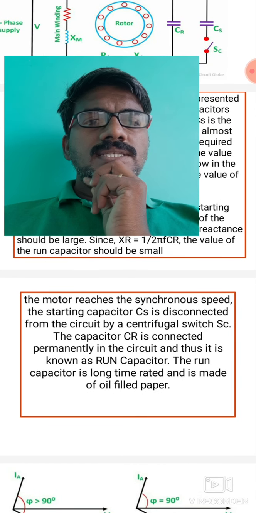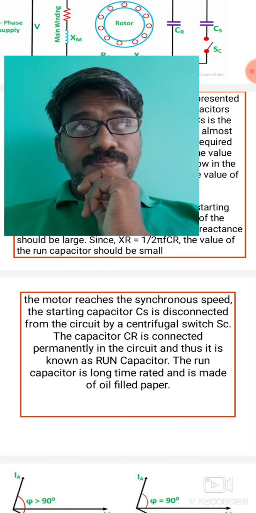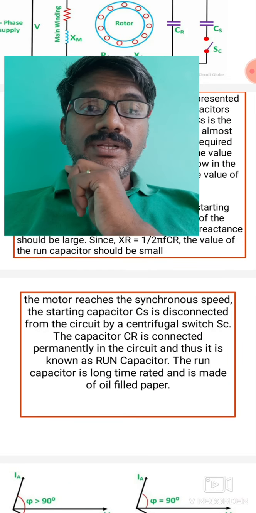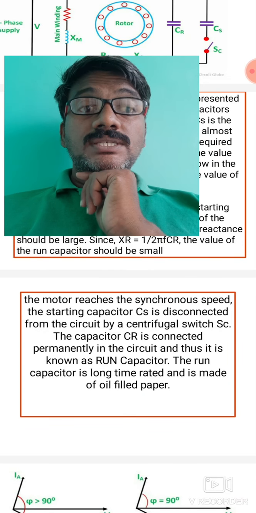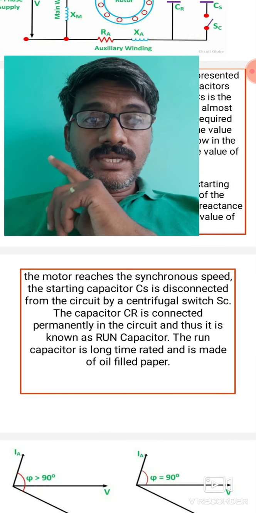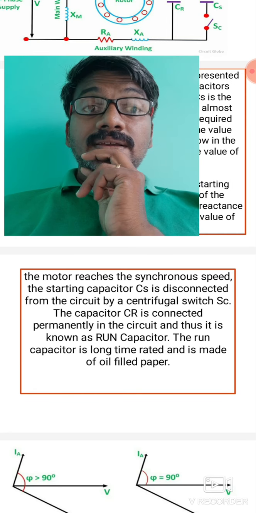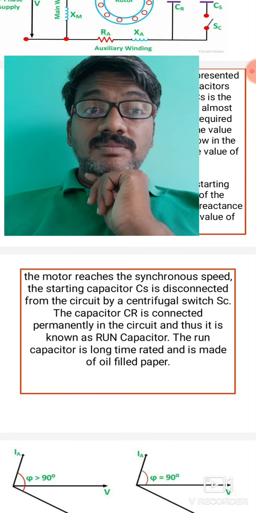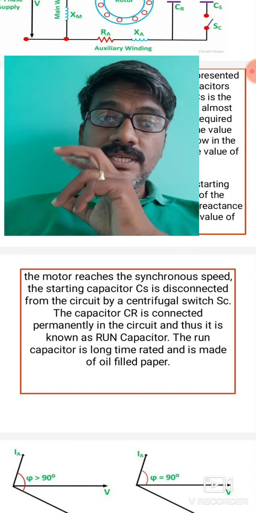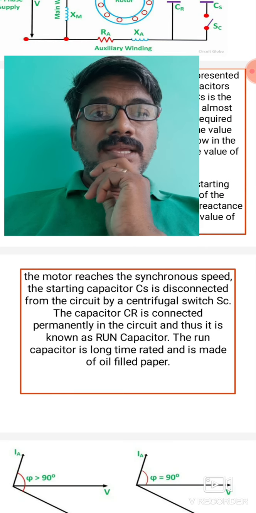When the motor reaches the synchronous speed, the starting capacitor CS is disconnected. Once the motor attains 80% of speed, the centrifugal switch is disconnected from the circuit. You know, in the last single value capacitor motor, there is no need of a centrifugal switch. The same capacitor is used for starting and running, so we don't require any centrifugal switch.